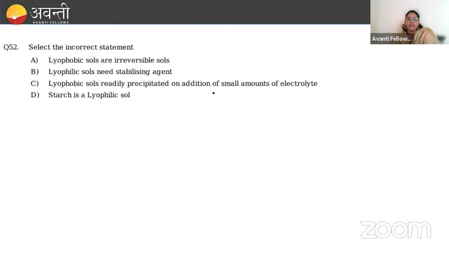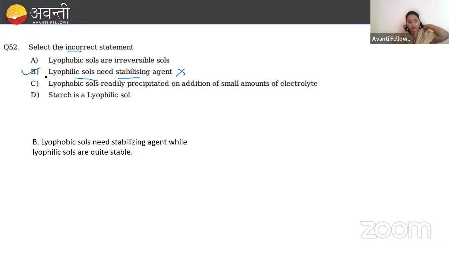Next question. Select the incorrect statement. Lyophobic sols are irreversible sols. Lyophilic sols need stabilizing agent. Lyophobic sols are readily precipitated on addition of a small amount of electrolyte. Starch is a lyophilic sol. Here we have to determine which statement is incorrect. When you read all these 4 options, you can see that option B, lyophilic sols need stabilizing agent, is the incorrect statement, and that will be our answer.